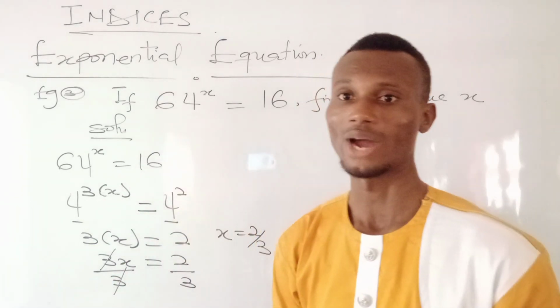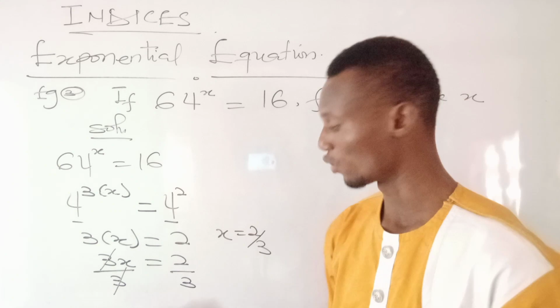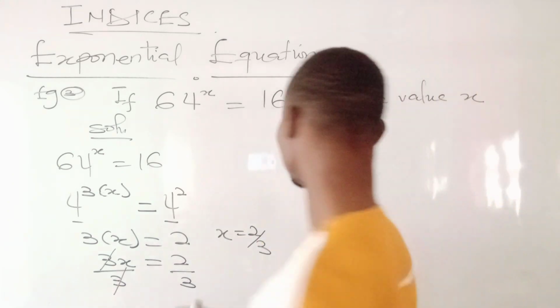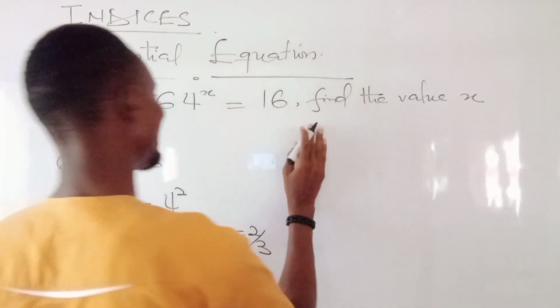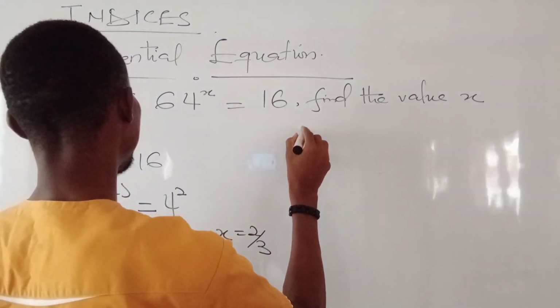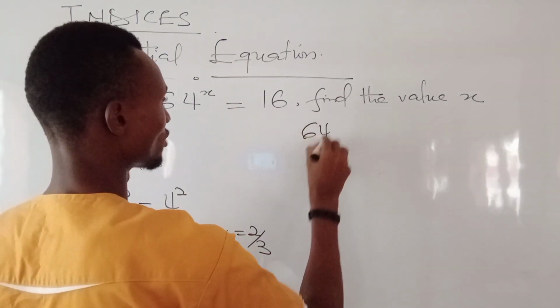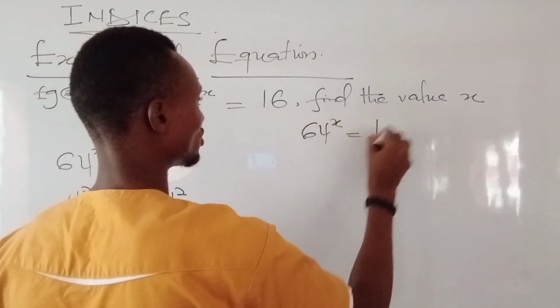So let's do that one also and see how it goes. We'll get the same answer. Okay, so let me repeat the same question here and let's do it. So I have 64 to the power s equals 16.